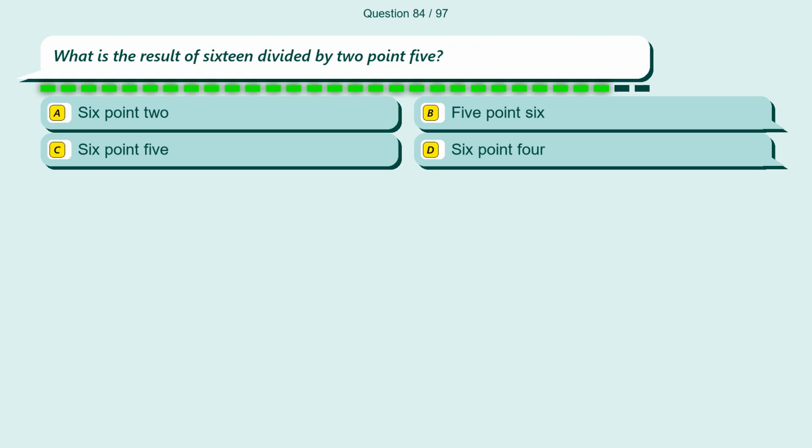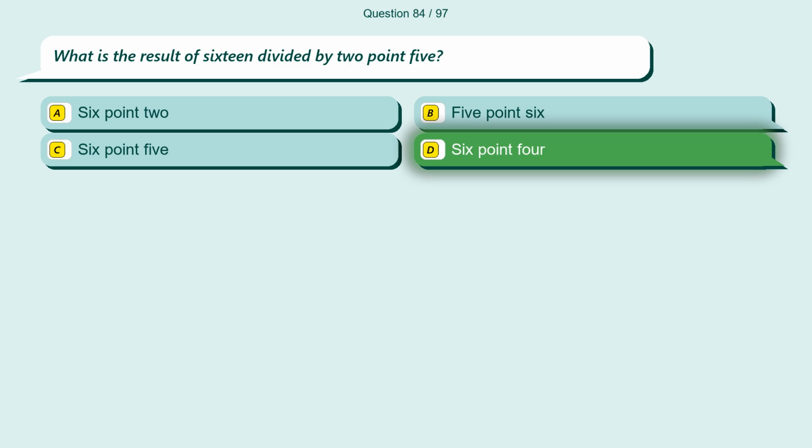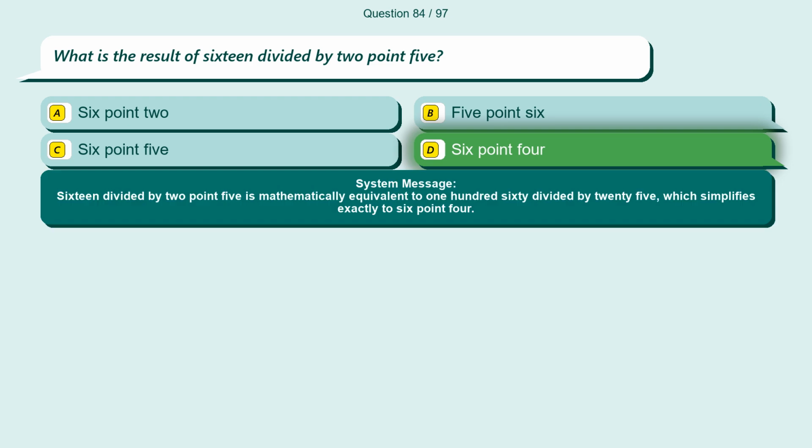Question 84. What is the result of 16 divided by 2.5? Option A, 6.2. Option B, 5.6. Option C, 6.5. Option D, 6.4. The correct answer is option D, 6.4. 16 divided by 2.5 is mathematically equivalent to 160 divided by 25, which simplifies exactly to 6.4.